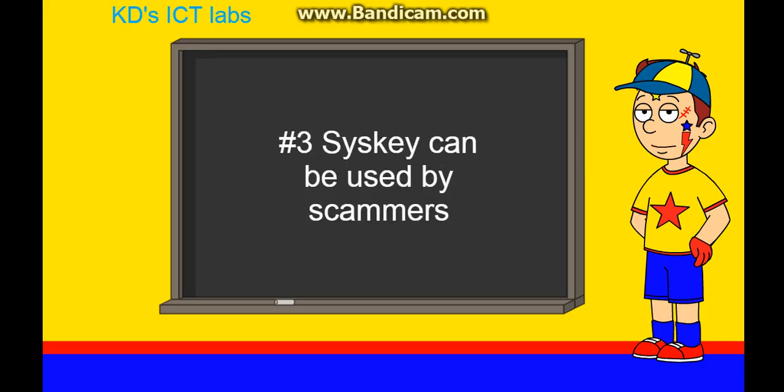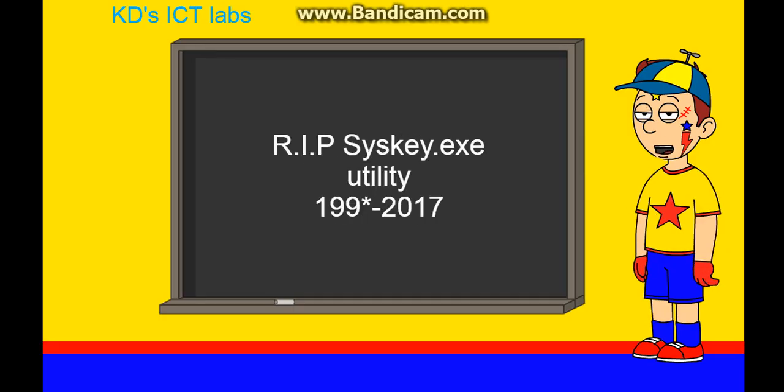Now to the last part and the most accurate part: Syskey can be used as ransomware. As I mentioned earlier, Syskey was used as an encryption tool, but it can be used by tech support scammers to scam people by executing Syskey.exe. Because Syskey is used as ransomware by scammers, Microsoft decided to remove Syskey altogether with the 2017 Windows 10 update. So yeah, that pretty much marks the end of the day for the Syskey tool.